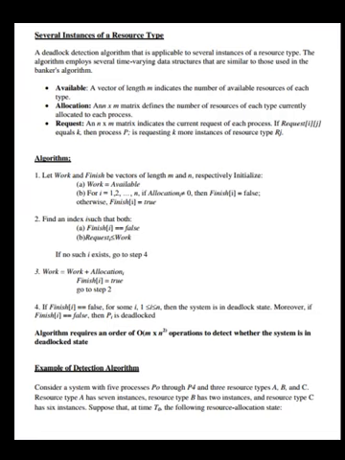Now let us see the algorithm. The algorithm requires an order of O(m × n²) operations to detect whether the system is in a deadlocked state. Example of the detection algorithm. Consider a system with 5 processes P0 through P4 and 3 resource types A, B, C. Resource type A has 7 instances, resource type B has 2 instances, and resource type C has 6 instances. Suppose that at time T0 we have the following resource allocation state.